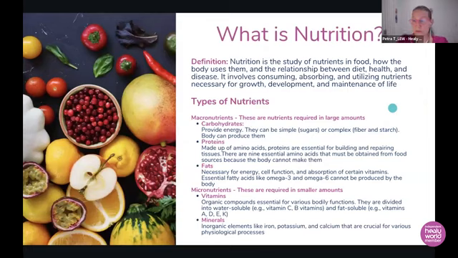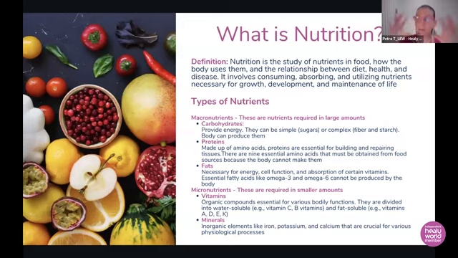Let's look at nutrition and why you are taking supplements and why you should be taking supplements, or why we're doing things. So let's look at nutrition. What is nutrition? Every time we look at nutrition, nutrition is the study of nutrients in food, how the body uses the nutrients, and the relationship between diet, health, and disease. So nutrition is not just food.